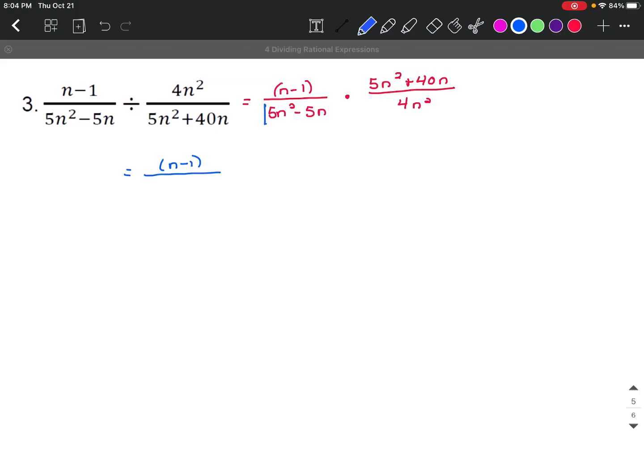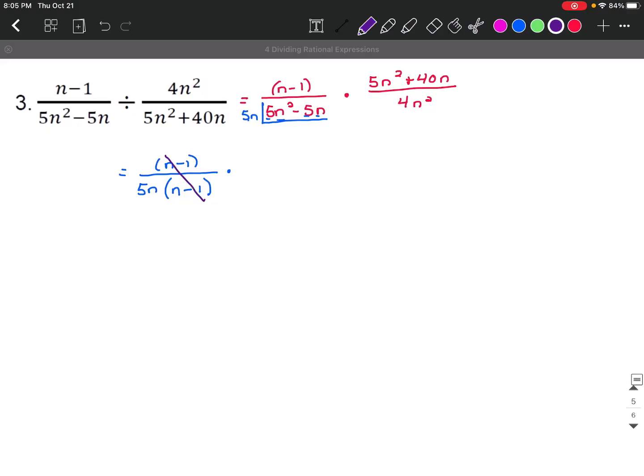In the bottom, there's a common term. They have a common 5 and they have a common n. So I'm going to write 5n and open up one parentheses. 5n squared divided by 5n, the 5's cancel out to 1, and n squared divided by n is n, minus 5n divided by 5n, anything divided by itself is 1. And again, you might see it top to bottom. There's an exact match. They're going to divide to 1.